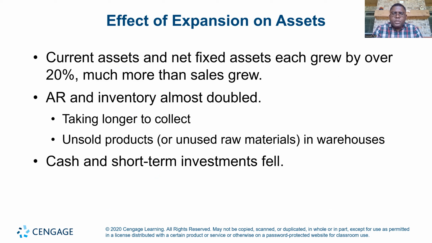So total asset, as we saw, has increased. Current asset and net fixed asset are growing. Accounts receivable and inventory have grown as well. Cash and short-term investment has fallen. So that is the asset side of the balance sheet.